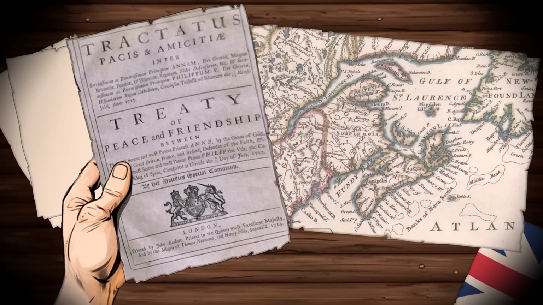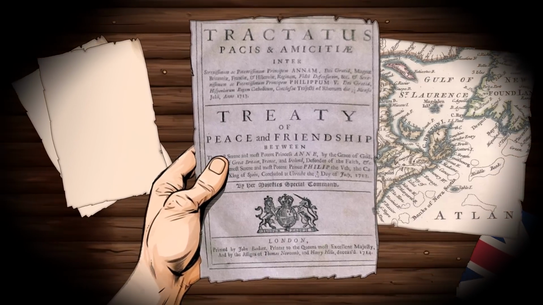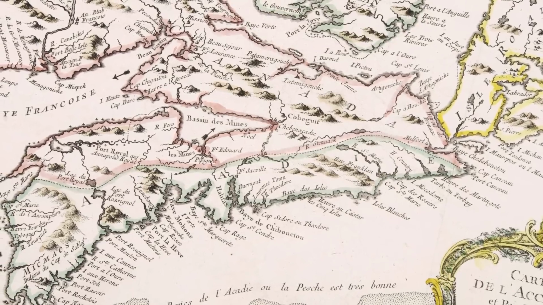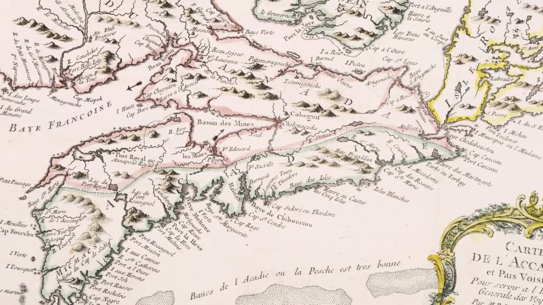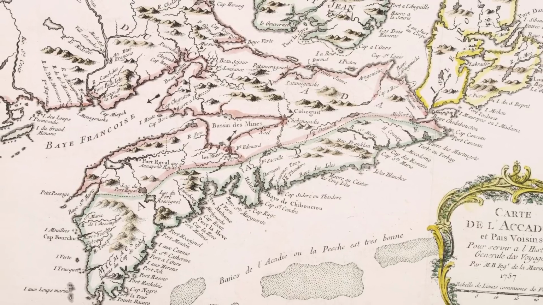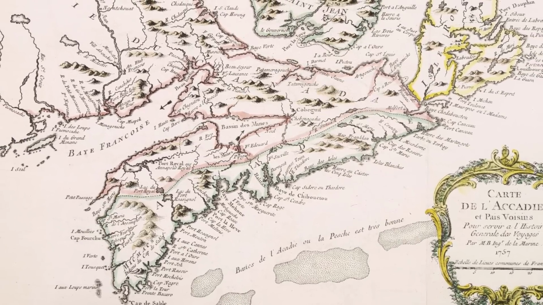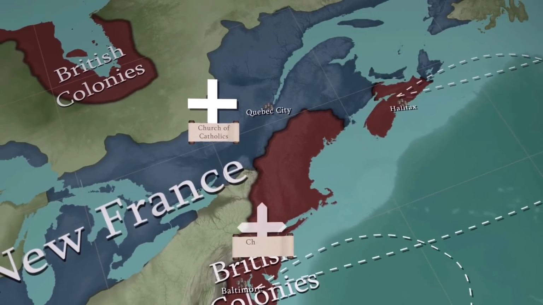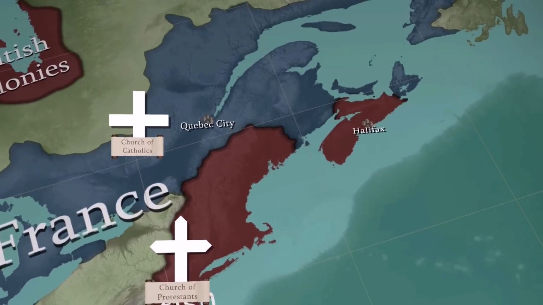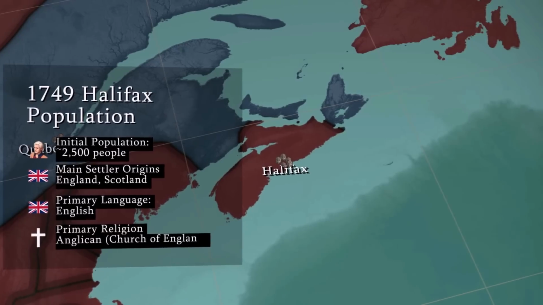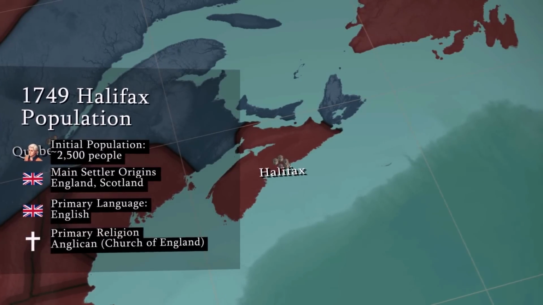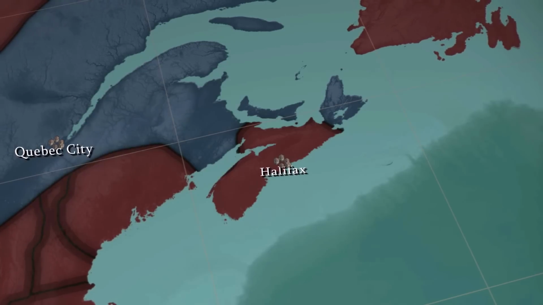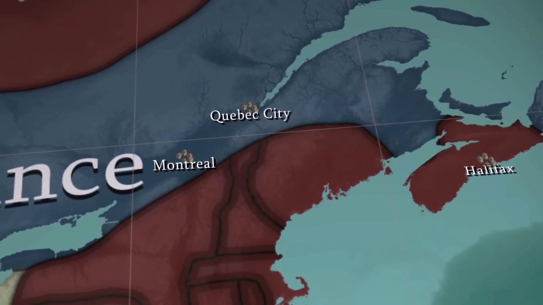Nova Scotia, Latin for New Scotland, was a real prize. Not only did it open up another port on the increasingly busy East Coast, but it also brought opportunities to link up with the nearby lucrative fur trade. Britain was also wary of the large Catholic population in the region, which an English Protestant colony would help combat. In 1749, the city of Halifax had around 2,500 settlers, from mainly England and Scotland. Further to the west, the New France cities of Montreal and Quebec were already well established.